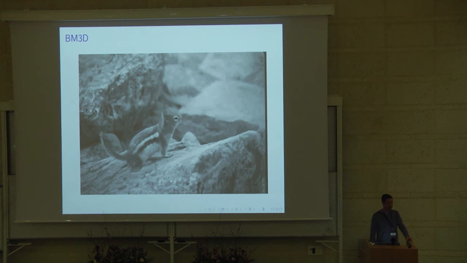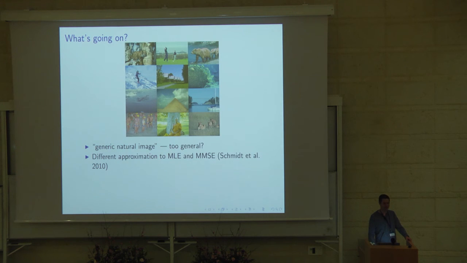And then this is the block matching 3D, which never learned what natural images are like. It doesn't have an explicit probabilistic model, and you can see it with your eyes. It works better. Both of these methods get rid of a lot of the noise, but BM3D does a much better job of maintaining the signal. Okay, so this was very disturbing to us, and you can think of different reasons for why that is.